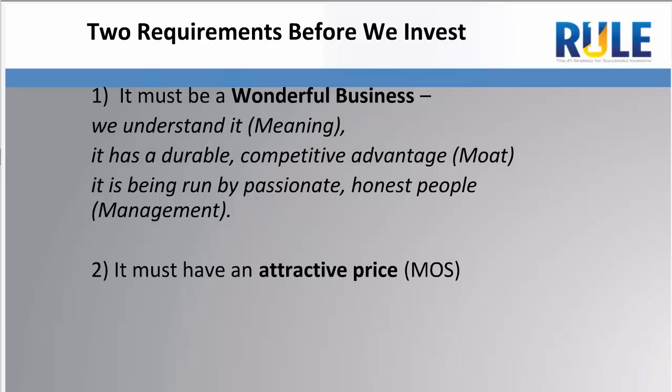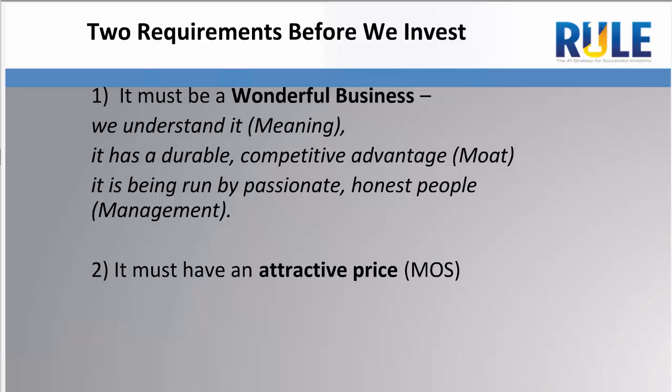It needs to be something we understand, that's meaning. It needs to have a competitive advantage, that's moat, and it needs to have good management. Okay, so that's what we call 3 of the 4 M's: meaning, moat, and management. The 4th M is margin of safety.